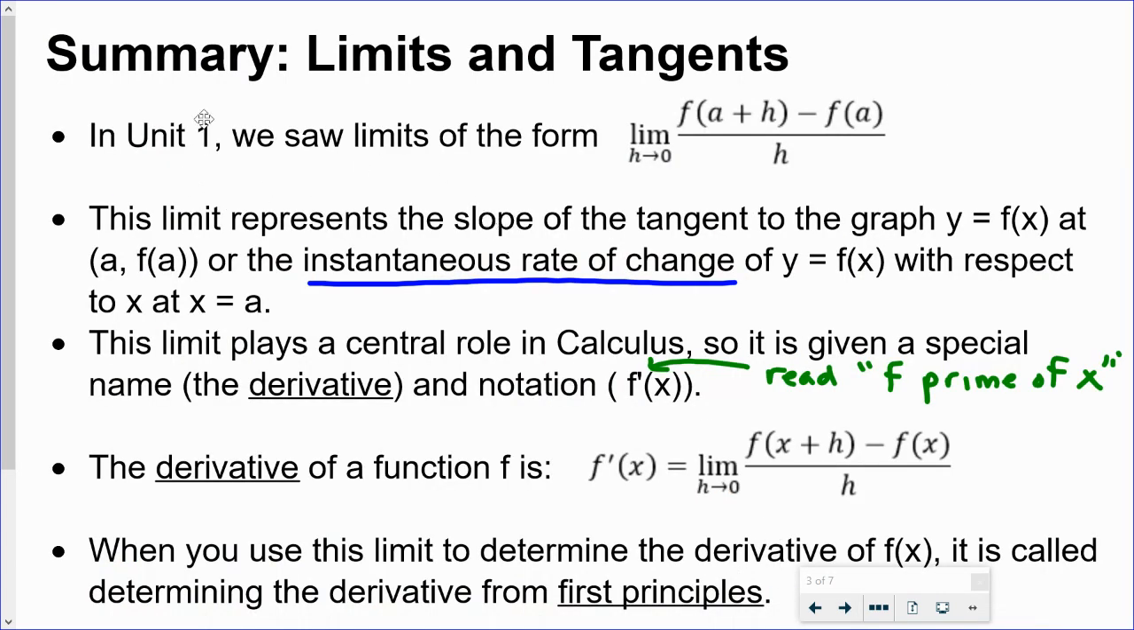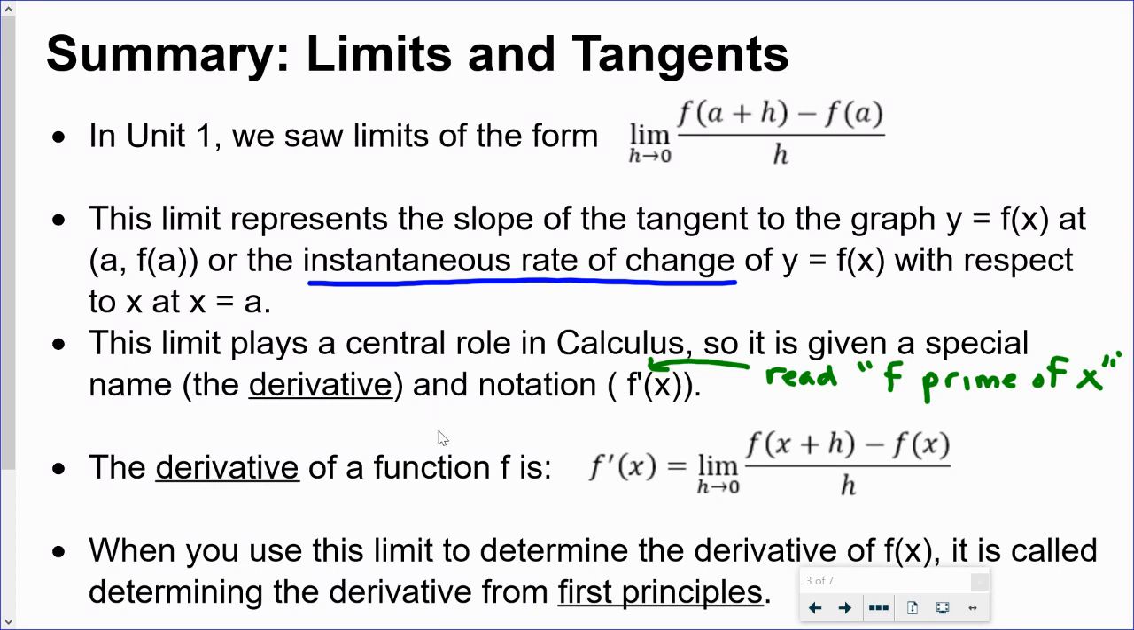So far in Unit 1, or in our first couple of days, we saw limits of this form. Okay, we used a's instead of x's. Okay, and the a's were representing specific points that we wanted to calculate the slope of the tangent at. Okay, and that represents the slope of the tangent to the graph of y equals f of x at a particular point a and f at a, or what we call the instantaneous rate of change of y equals f of x with respect to x at x equals a. When we find the slope of a tangent, we're finding instantaneous rate of change. When we find the slope of a secant, we're finding the average rate of change.